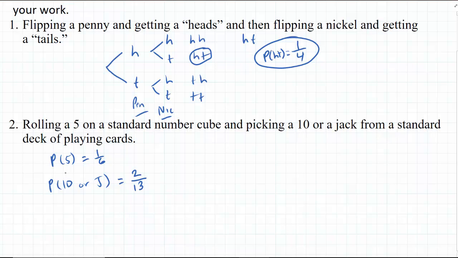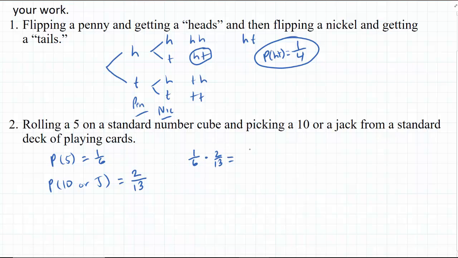Okay, so we have the probability of rolling the 5 and the probability of getting a 10 or jack from a deck of cards. Well, how do I find the probability of doing this and this? Okay, what we need to do is multiply the probabilities together. So we're going to multiply the probability of getting a 5 times the probability of a 10 or jack. So we're going to multiply 1/6 times 2/13.